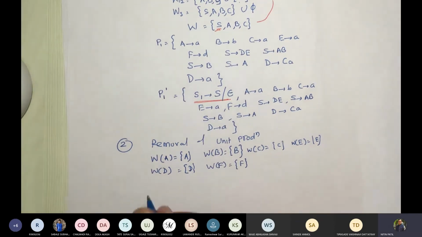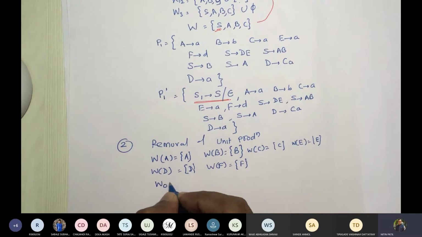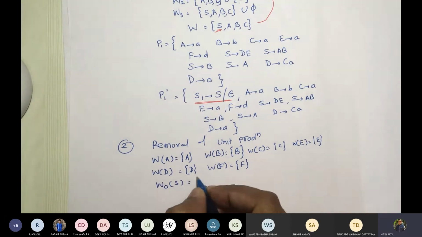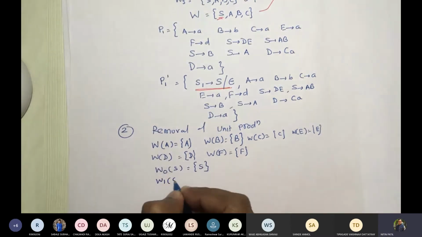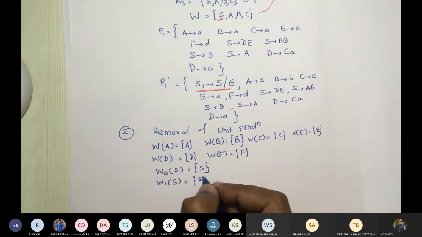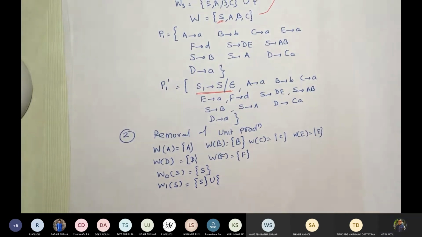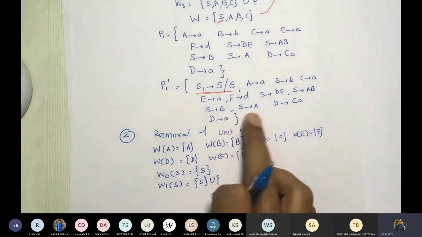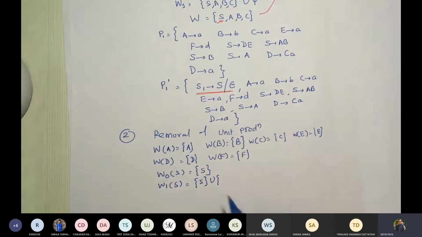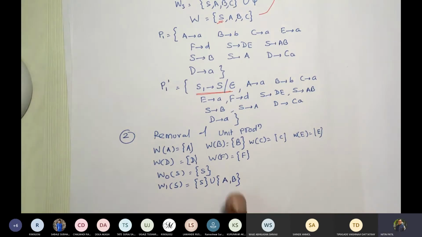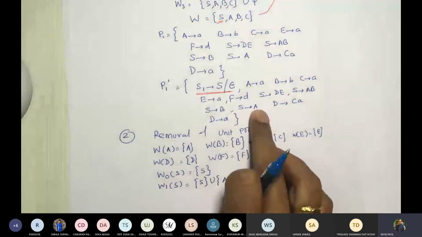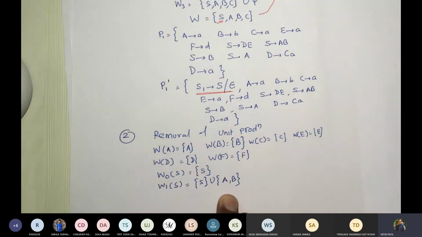We haven't constructed that. So we will start with W of S. So we will say W0 of S. W0 of S is what? Initially S. Correct. Now W1 of S is what? S union. Which are the variables occurring on the right side as a chain rule for S? They are S gives A and S gives B. So we'll add A comma B over here. Fine. Both of them would be added because S gives B is a production, S gives A is a production. That's why. Is there any unit production remaining? No. So this would be our W of S.